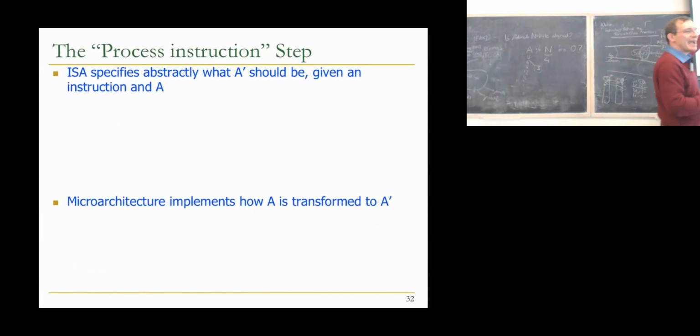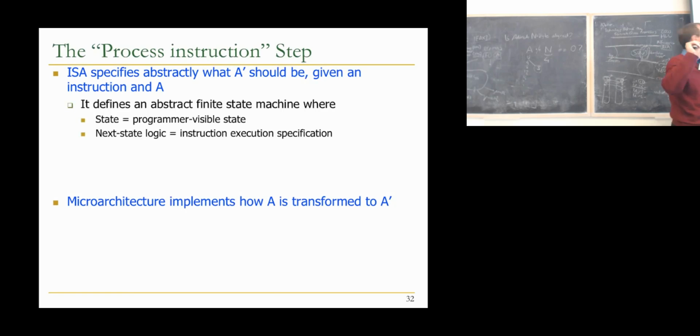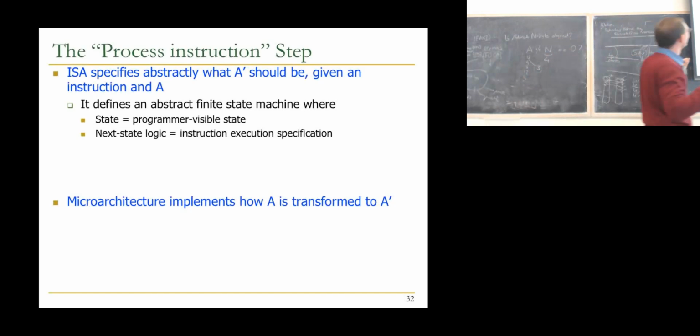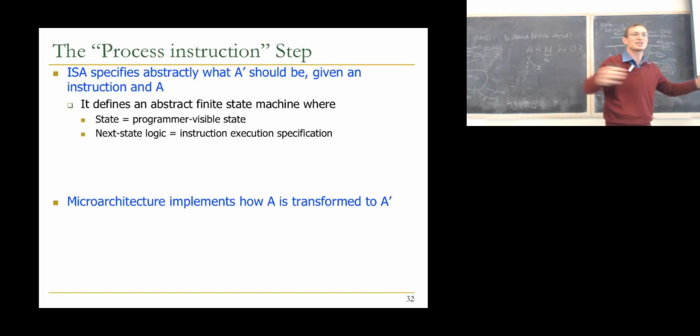It defines an abstract finite state machine. You all know finite state machines, right? Yes, good. That's what 240 was all about. Basically, in this finite state machine, I'm going to call the programmer visible state as the state, and next state logic as the instruction execution specification. Right? Next state logic implements that specification.